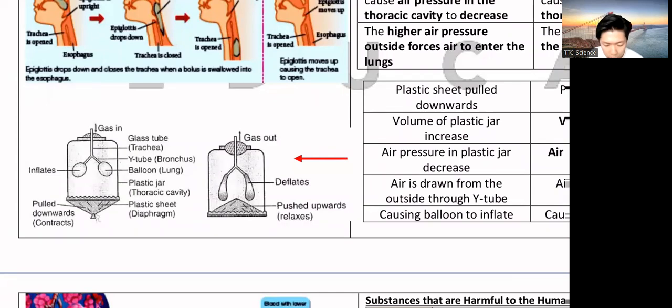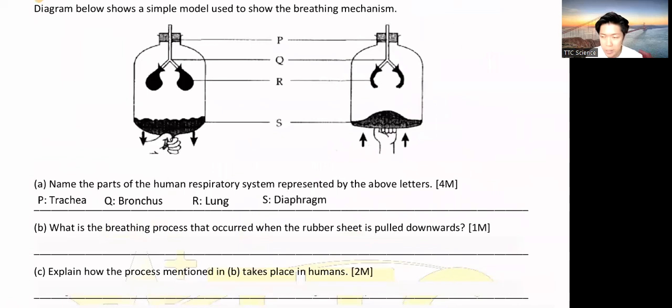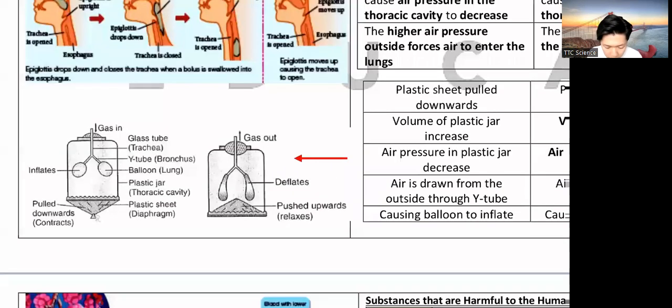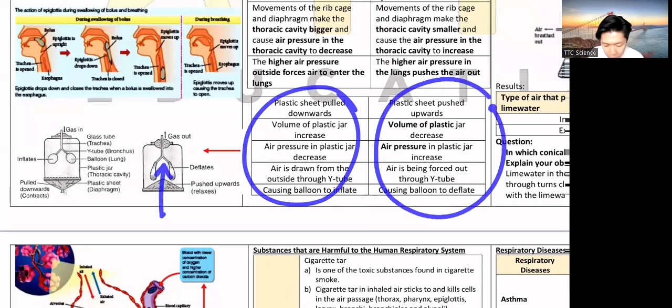Okay, good. Double check. Trachea, bronchus, lung, and diaphragm. Okay, good. Next one. What is the breathing process that occurred when the rubber sheet is pulled downwards? Pull down is what, inhale or exhale? If you're not sure, then refer to the notes, don't worry. Pull down, that's for this part. Push up, that's for the other.